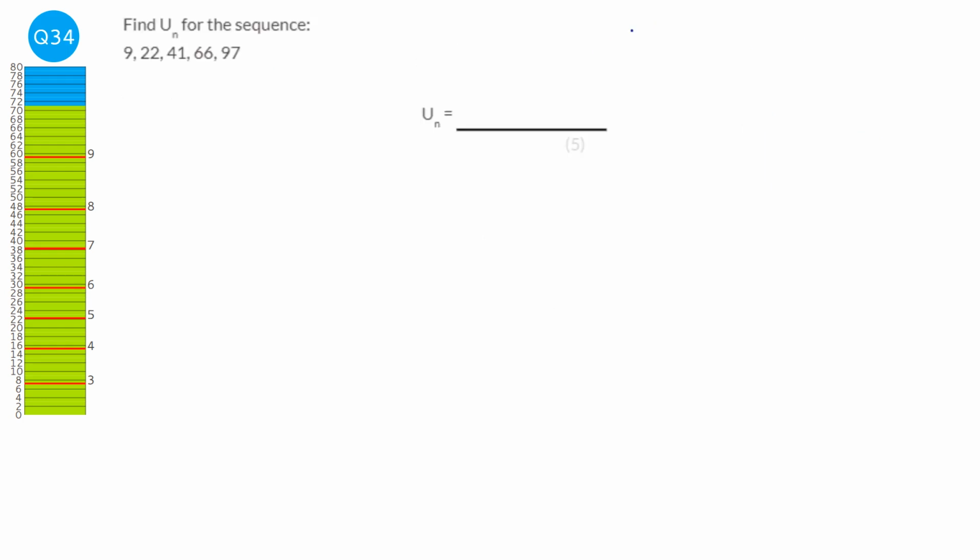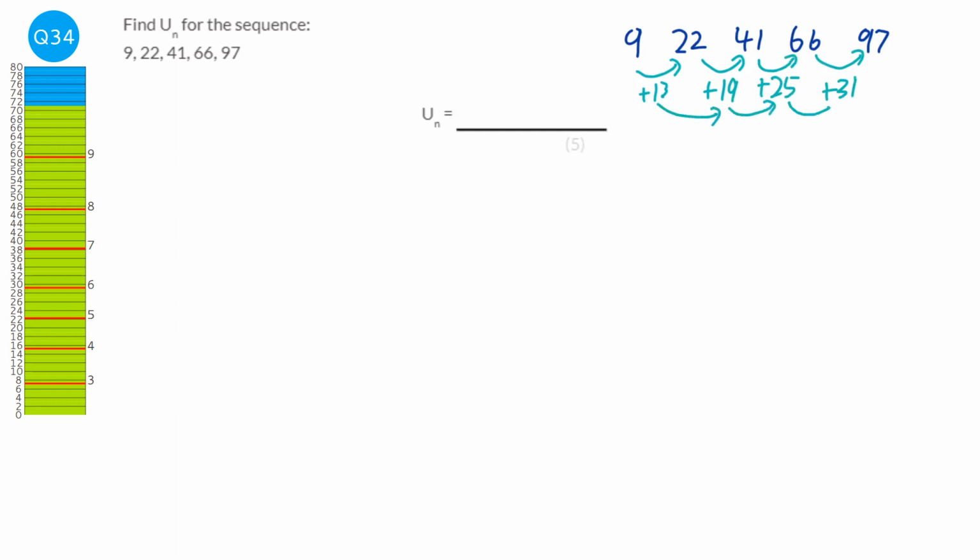So we're going to just quickly write out our sequence. So 9, 22, 41, 66 and 97. And we're going to find the differences of each of them. So that's going to be plus 13, then we've got plus 19, so they're different already, we know that it's not a linear sequence, and that's going to be plus 31. So we now look at the difference of the differences, and so we've got plus 6 again, and plus 6 again.